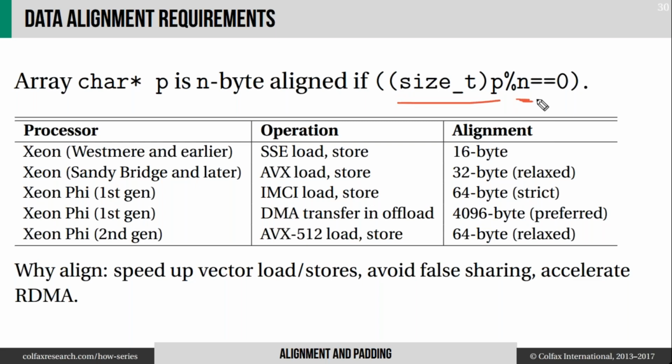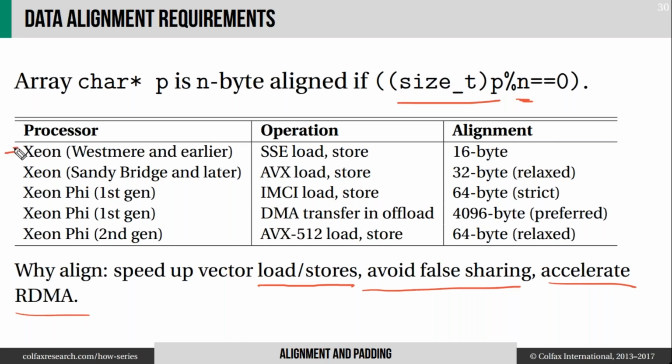Why do you need to worry about alignment? Alignment, most of the time, is important for loading and storing data from memory into vector registers. You will also see cases where alignment is needed to avoid false sharing, and you may need to know that when you do communication in a cluster or communication with a Xeon Phi coprocessor, sometimes you want to do alignment to accelerate remote direct memory access. How much you need to align really depends on the architecture that you're running on.